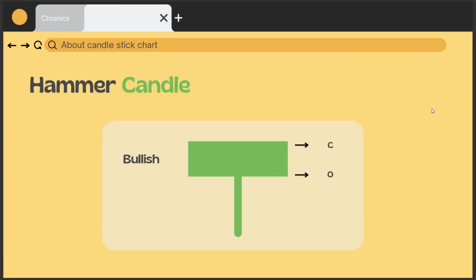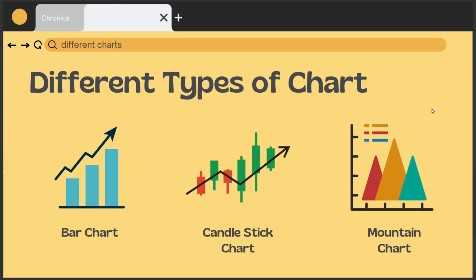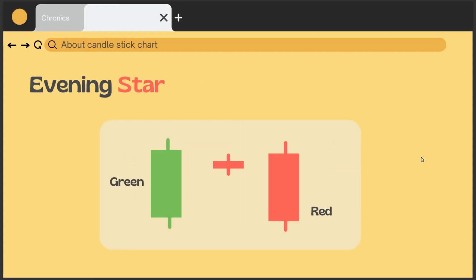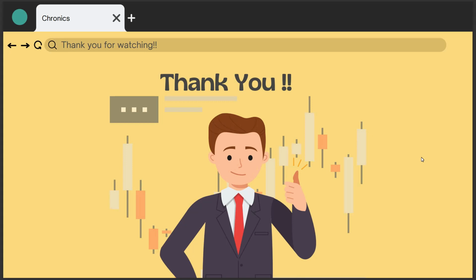As I told you, there is another chart which is called the mountain chart, which has the head and shoulder pattern. So you guys can expect another video on that. Definitely a video on the head and shoulder pattern.